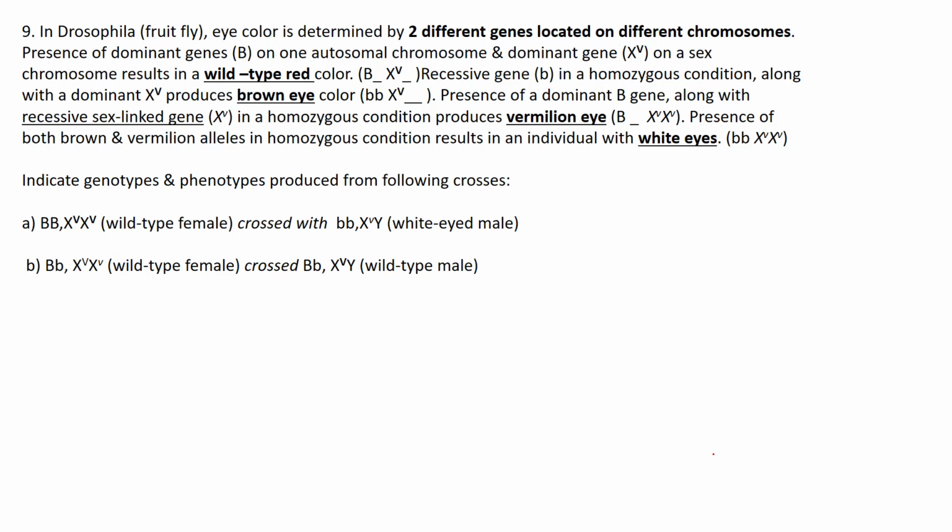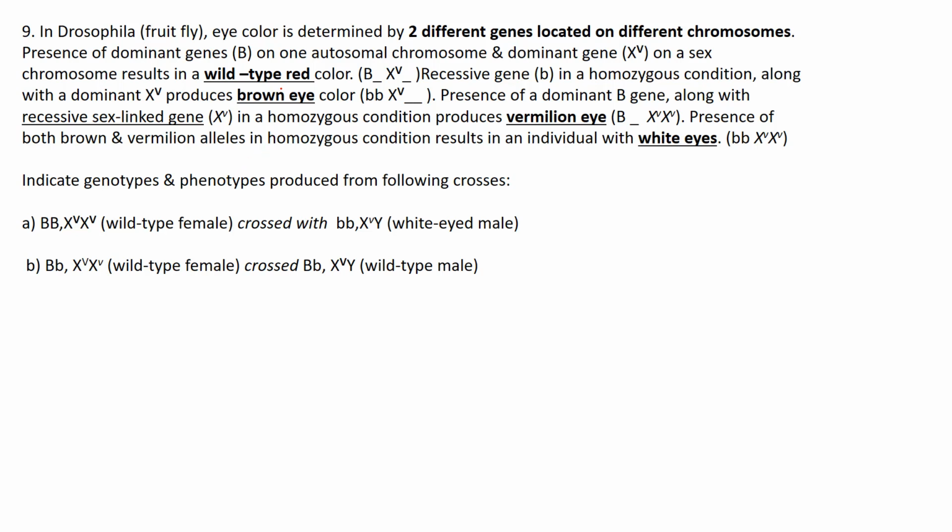Okay, so questions 9A and B, we're going to try to do together. I know there's not a lot of room for B here, but we're going to try our best. So this type of question, toughest questions you're going to see in my opinion, because you're looking at two genes that are interacting on separate chromosomes, and one of them is sex-linked, one of them is just autosomal. So you got a lot of stuff going on here.